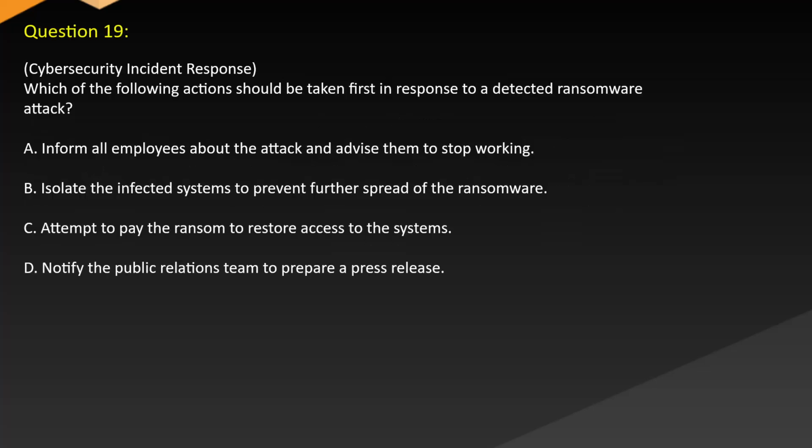Question 19. Cybersecurity incident response. Which of the following actions should be taken first in response to a detected ransomware attack? A. Inform all employees about the attack and advise them to stop working. B. Isolate the infected systems to prevent further spread of the ransomware. C. Attempt to pay the ransom to restore access to the systems. D. Notify the public relations team to prepare a press release.